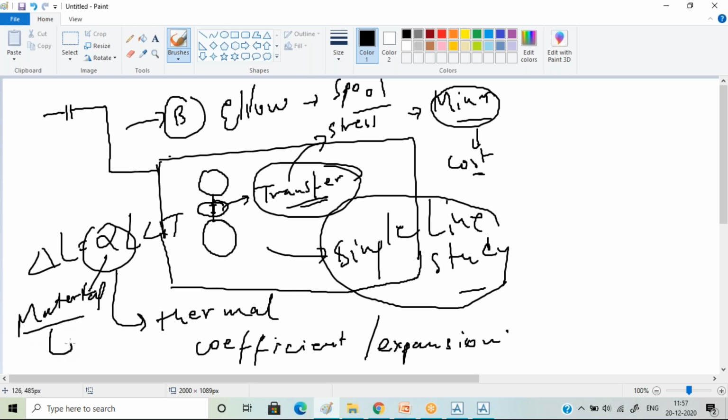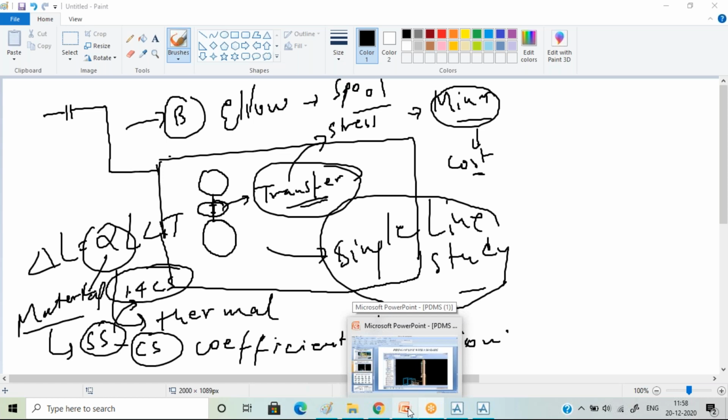Why do I say material? Because if you compare SS to a CS pipe, the amount of growth that SS is going to have is 1.4 times that of your CS. Obviously, growth in your SS pipe is considerably more compared to your CS lines. So that also has to be taken care of by you. Whatever growth is being shown, that is 100% correct.